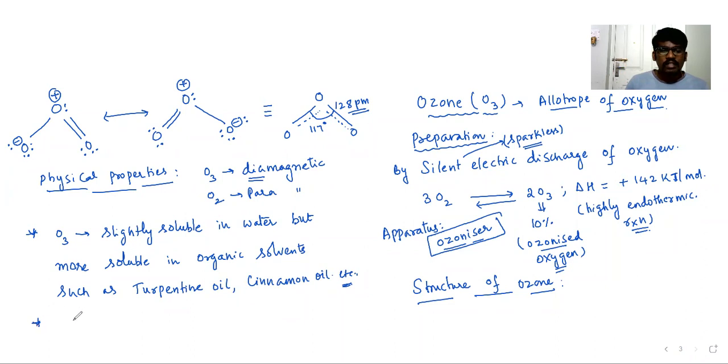And now, it is a pale blue colored gas. It has a strong characteristic smell, a bad, rotten smell. And it is a pale blue colored gas also. These are the major physical properties that can be given for ozone.